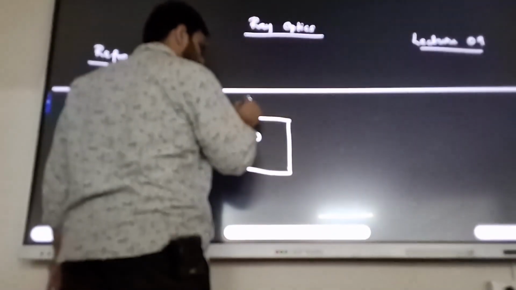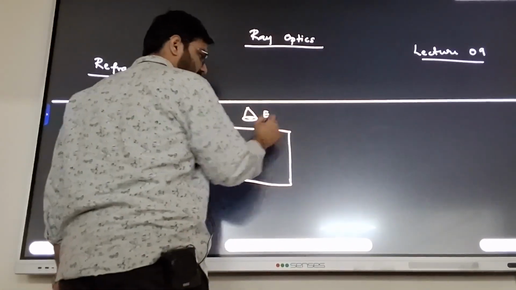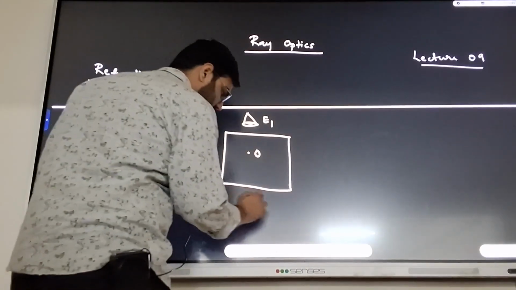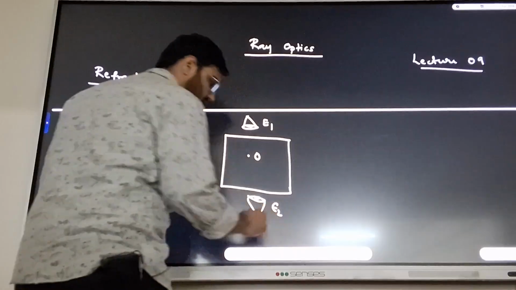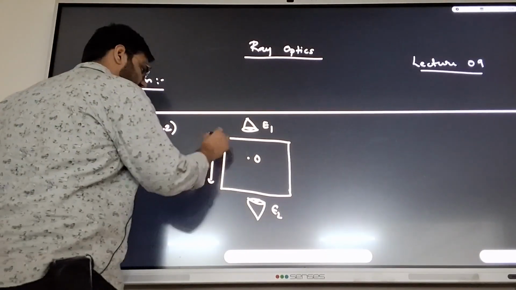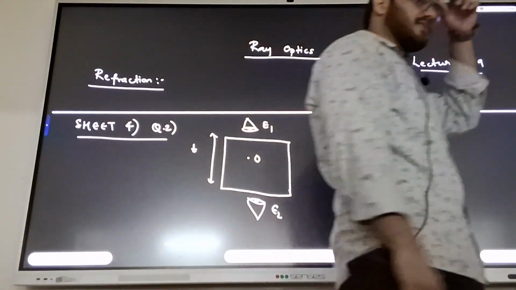Inside which there is an object, you are looking from above. This is I1, and he observes some apparent depth. You are also looking from below, and he observes some apparent depth. Then they are asking, what is the thickness of the slab? What is T? This is the question.